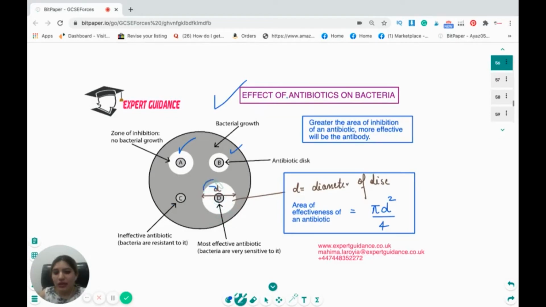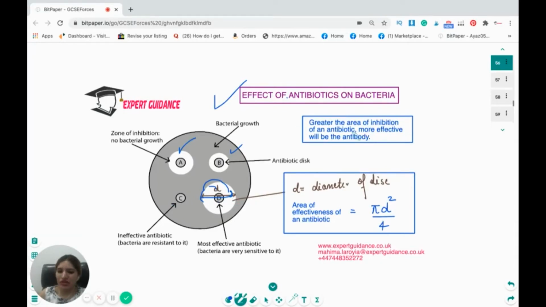Now, how do you work out the area of the effectiveness of these antibiotics? You measure the diameter of the disc, and you can work out the radius and use pi r square, or you can just do pi d square over 4. Okay, so you can look at the figure.